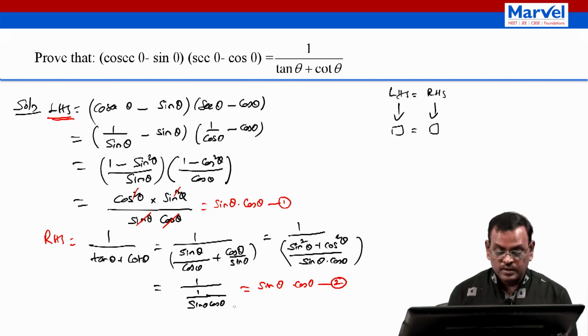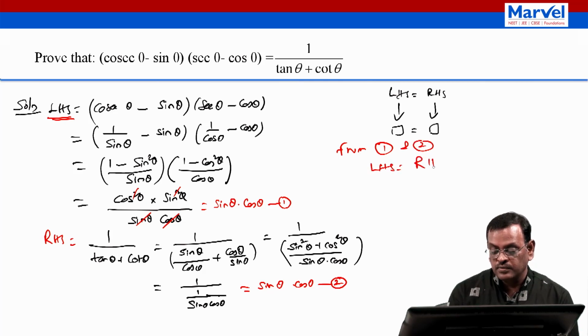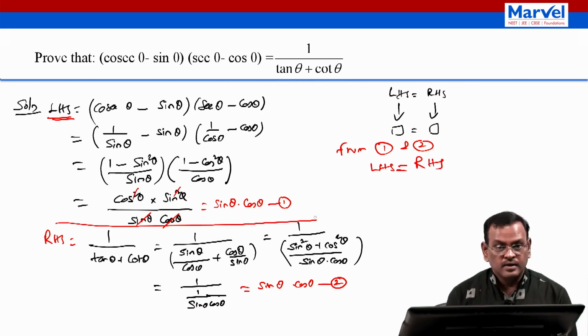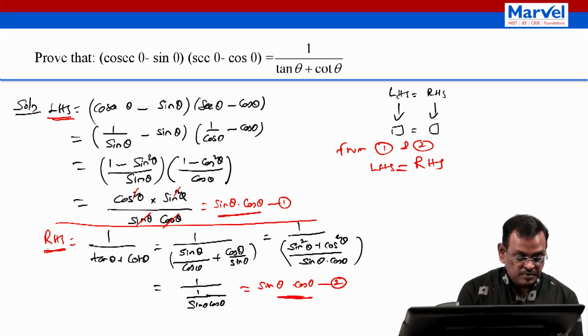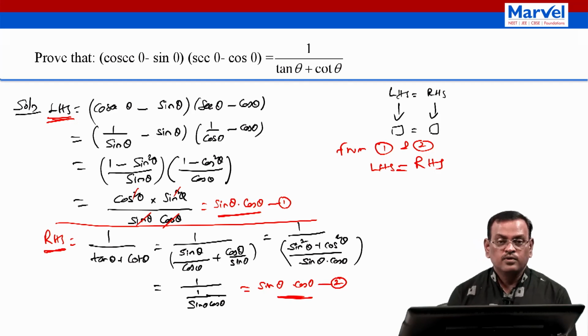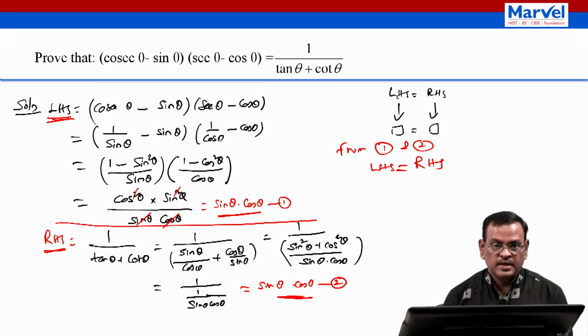Compare equations 1 and 2. From equations 1 and 2, what is the expression? LHS equal to RHS. Simplify LHS separately and RHS separately. If the final answers are equal, then the original expressions are equal. This is the working rule whenever both sides of the expressions are very big or complicated.